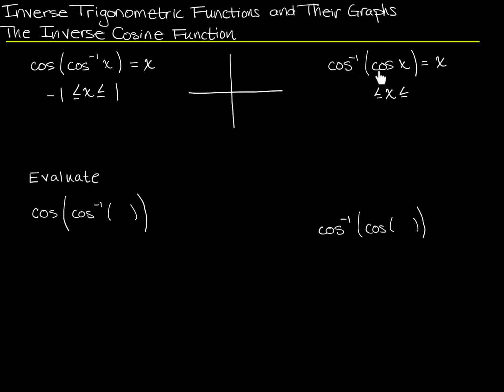If I take the cosine first, and then take the inverse cosine, then my values end up being between 0 and pi, because that is the restricted domain for cosine when I'm playing with inverse cosine. So I'm going to get x for the answer to both of these, except that x has to be within the range of values -1 to 1 if the composition is in this order, and x has to be within the range of values 0 to pi if the composition is in this order. All right, let's do a couple of examples.